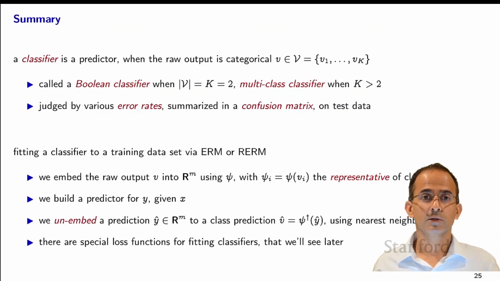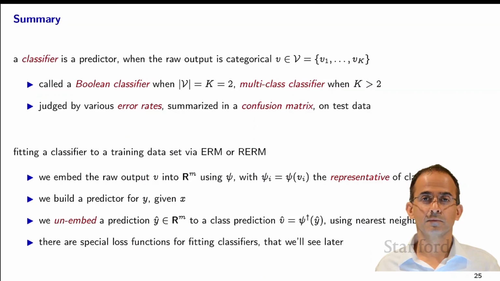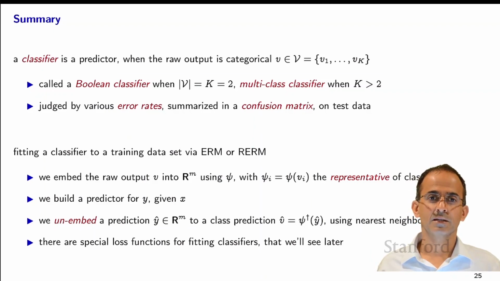We now use ERM to build a predictor for y. Our predictor will give us a y hat, which we can unembed to get a class prediction v hat. We do this via nearest neighbor unembedding. Next section we will talk about special loss functions for classifiers.